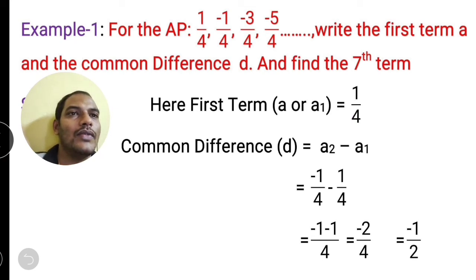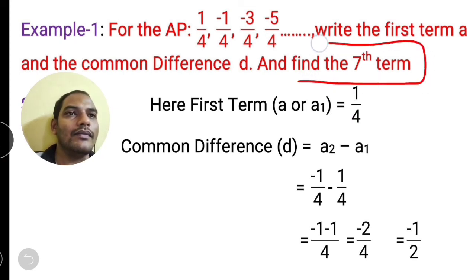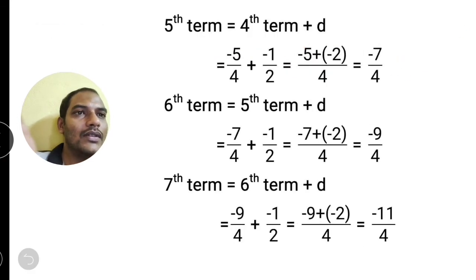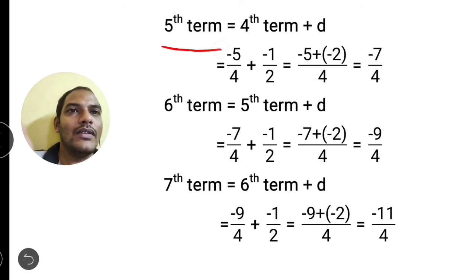So now we have to find out the seventh term. Okay. So to find out the seventh term, observe the arithmetic progression. How many terms are available in the given arithmetic progression? Yes, 4 terms are available in the given arithmetic progression. But he is asking the seventh term. So let's see how to find out the seventh term. To get the seventh term, first we have to take the fifth term.